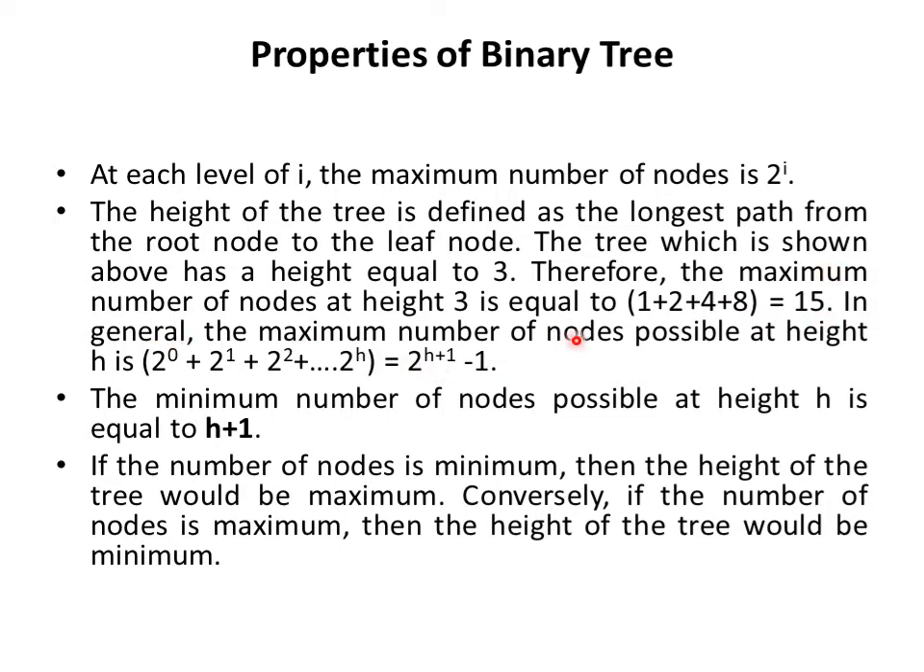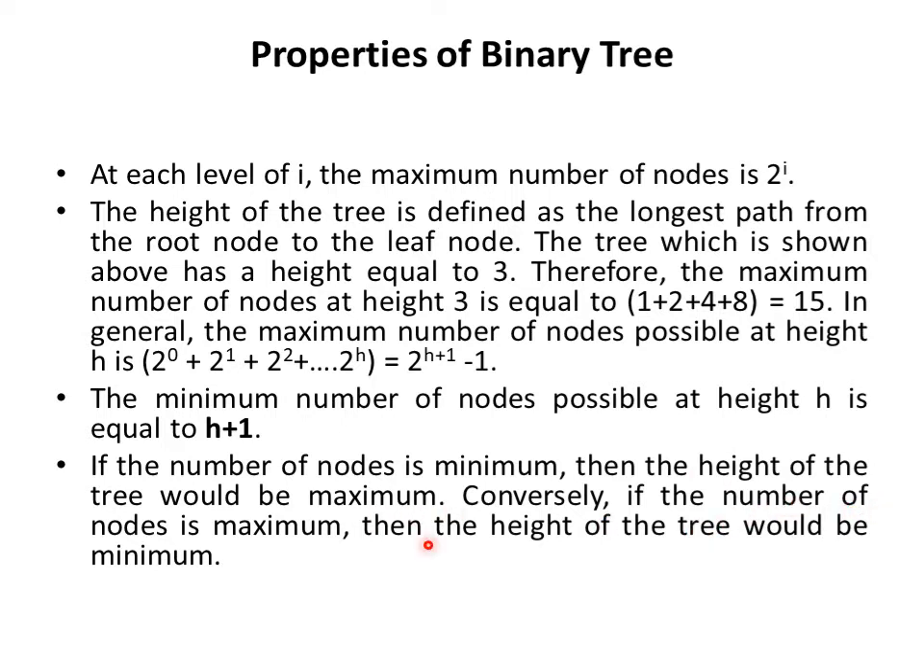In general, the maximum number of nodes possible at height h is 2 to the power of 0 plus 2 to the power of 1 plus 2 to the power of 2 up to 2 to the power of h, which equals 2 to the power of h plus 1 minus 1. Then the minimum number of nodes possible at height h is equal to h plus 1. That means if I put h equal to 0, the minimum number of nodes is 1. If the number of nodes is minimum, then the height of the tree could be the maximum.